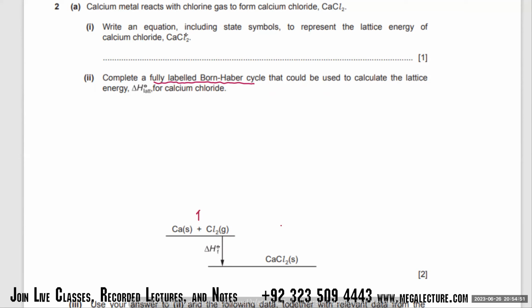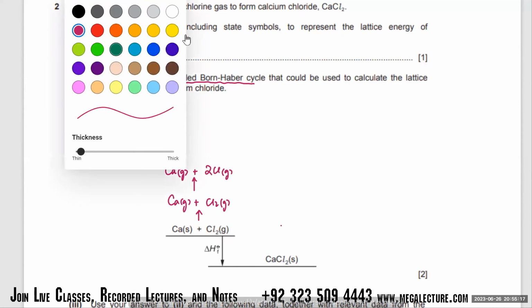So what do I do first? Atomize calcium. Leave Cl2 as it is. Next step. Calcium is already atomized, so I'm going to atomize chlorine. So my atomization of both substances is complete.